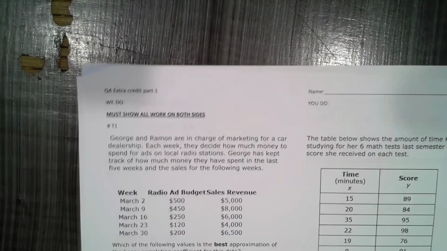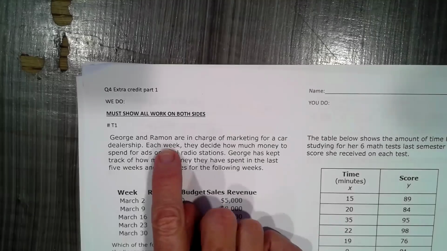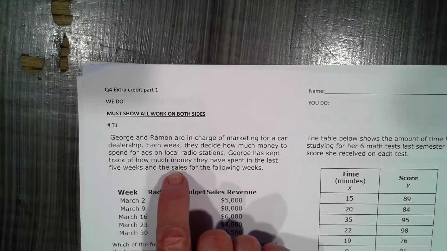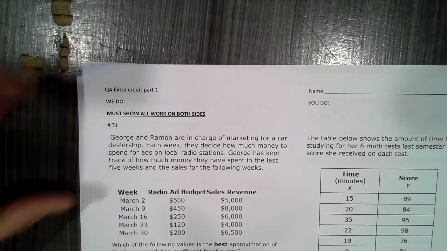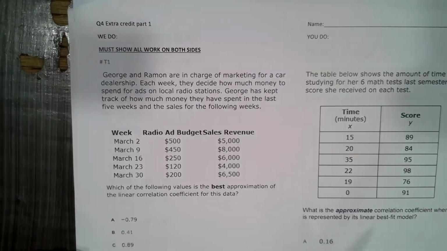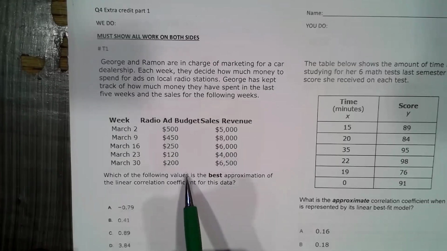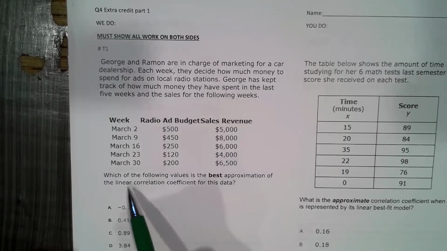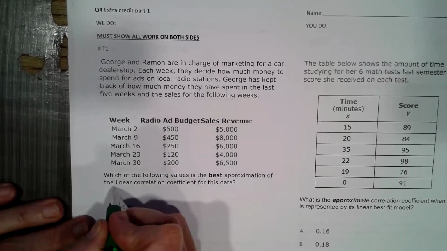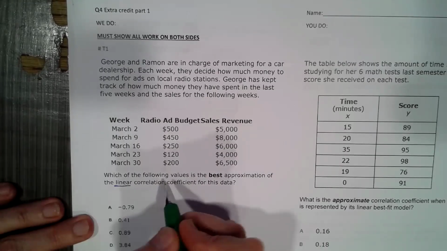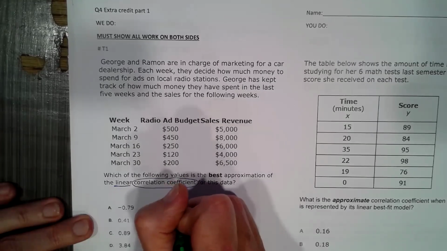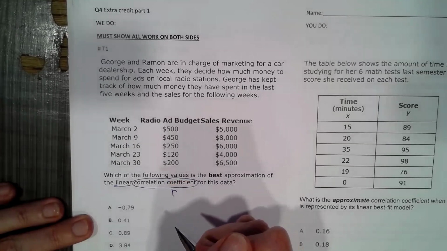Okay, so we've got all of this stuff here. George and Ramon are in charge of marketing. Each week they decide how much money to spend, and so on. I see a table, so let's see what they want us to do with the table. Which of the following values is the best approximation of the linear correlation coefficient? Linear and then correlation coefficient, we have to know that this is our R value.